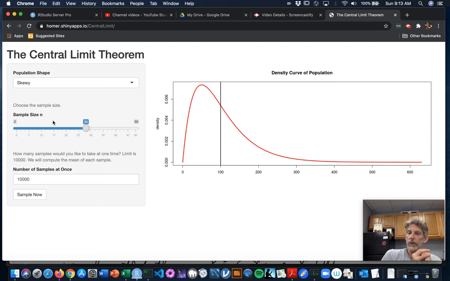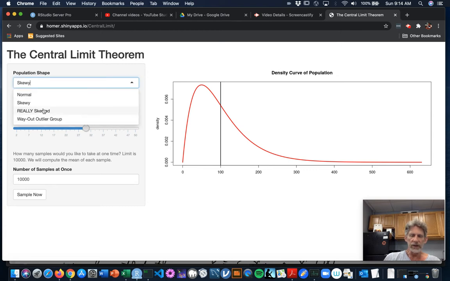But you should be careful about that rule, because if your underlying distribution is heavily skewed, or if it has some outlier portion to it, then 30 may not be big enough. You could experiment with the really skewed population yourself to see what you think. Do you think 30 is big enough? I'm going to experiment with the outlier group here.